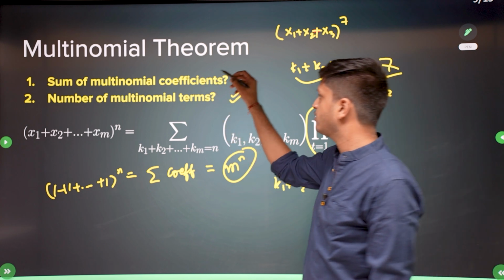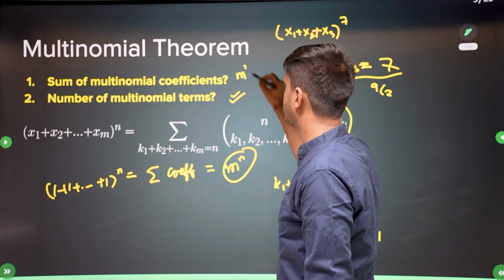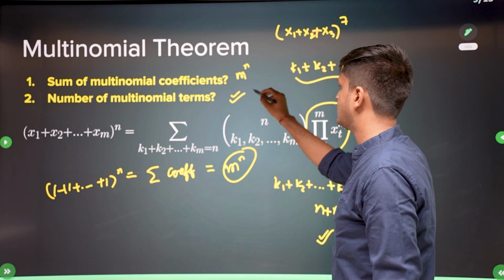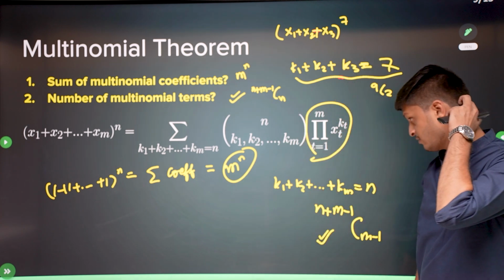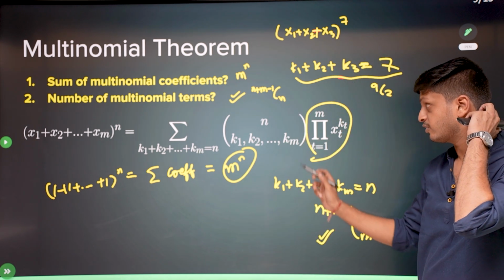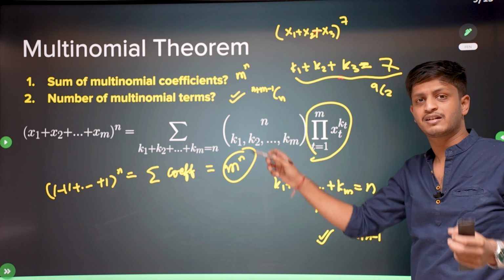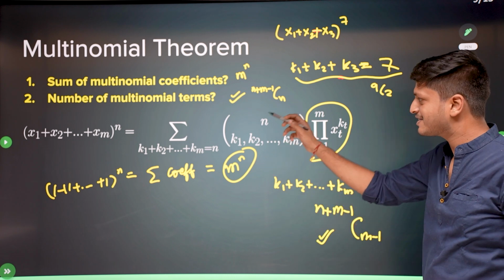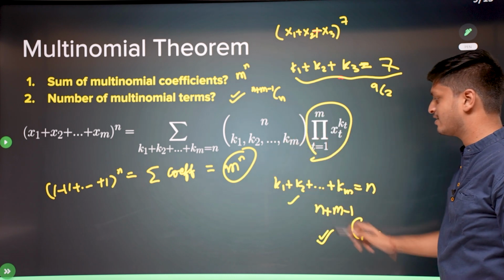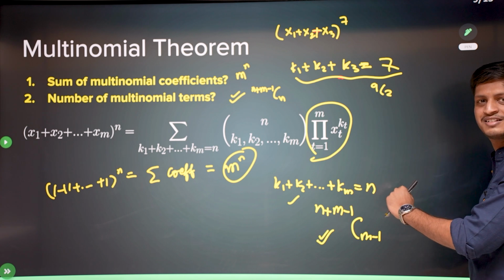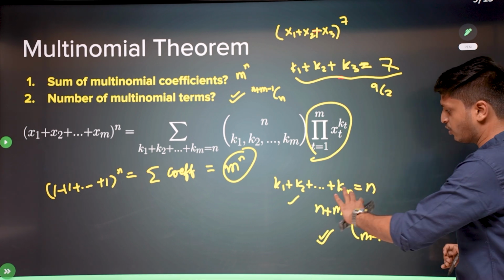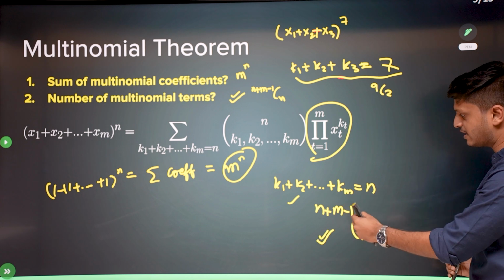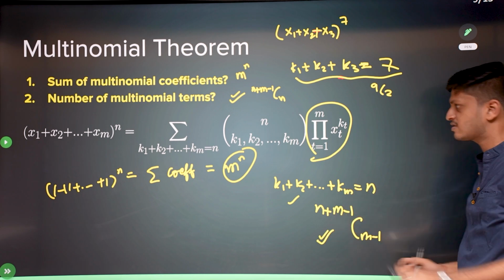So the sum of multinomial coefficients is m to the power n, and the number of terms is n plus m minus 1 choose n. Okay, see carefully, don't get confused. Here it's not that r is n, right? So always convert it to an equation. Generally we have r here, so don't get confused. Convert it into an equation and just apply the logic. Like, you want to make m partitions, so you will insert m minus 1 sticks. So that's the formula, okay?